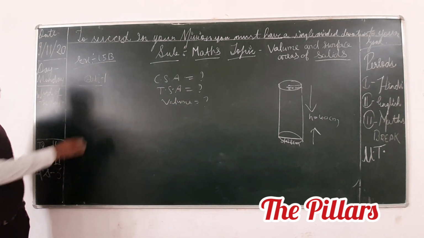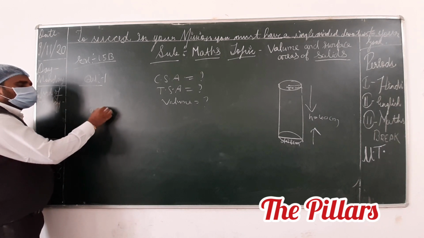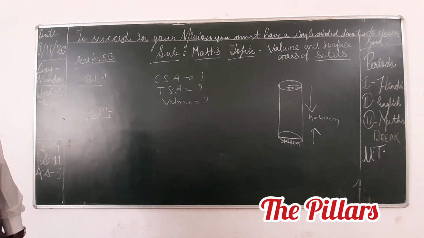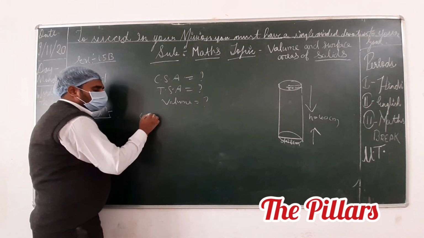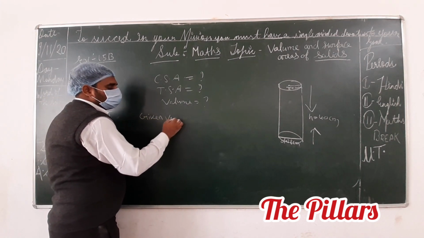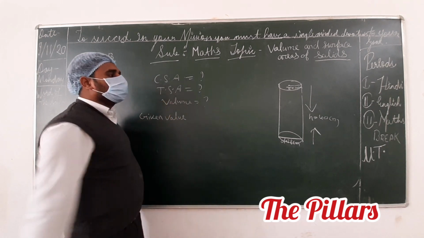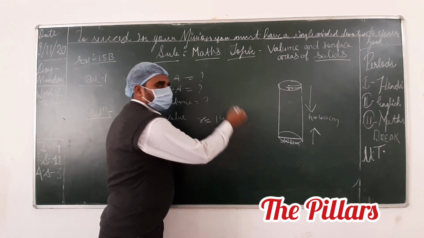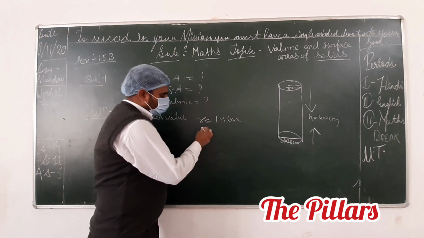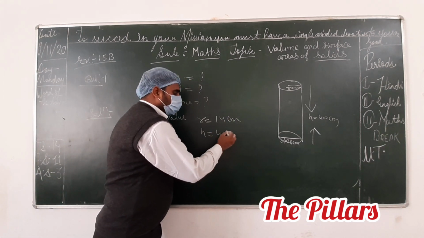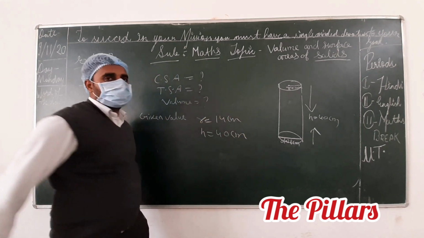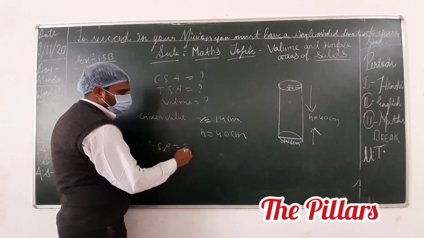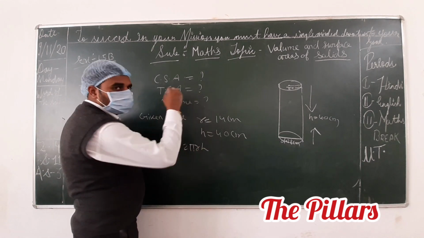Mention the solution. First we mention the given values. R equals 14 centimeter. H equals 40 centimeter, given. Now therefore CSA, the curved surface area, is 2 pi RH.